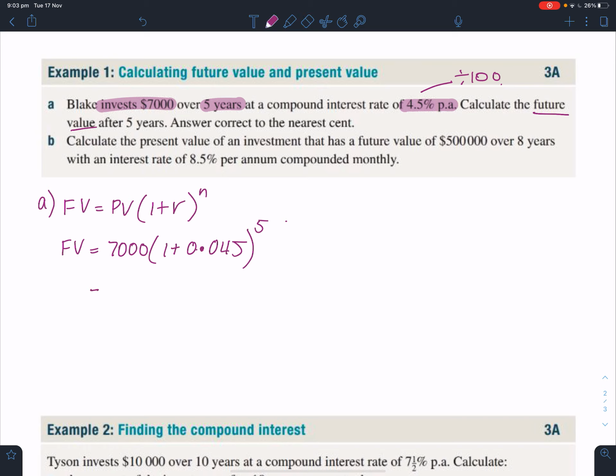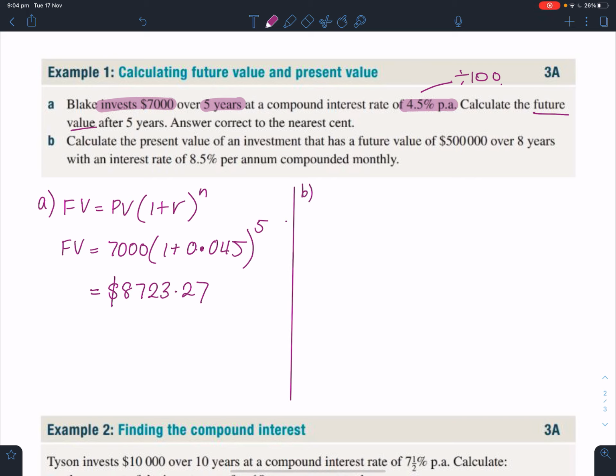Now that can go straight into the calculator, okay, and it's worth $8,723.27 after 5 years. So they just want the future value, so they're happy with that. They don't want interest only. But if I wanted to know how much interest I had earned, I would then just subtract $7,000.